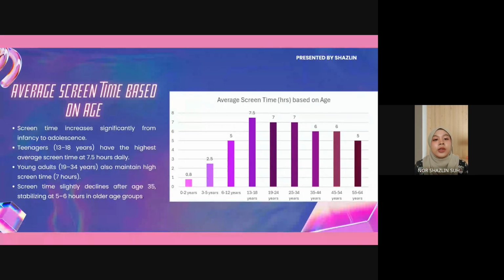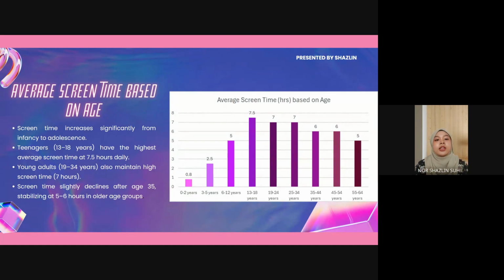So moving on to the young adults, ages 19 to 24 and 25 to 34. Both of these groups average about 7 hours of screen time daily. While some of this is due to work, a lot of it is also tied to online shopping, gaming, video streaming, and of course, endless scrolling on social media. So screens are not just part of their free time, but they are essential too for work, networking, and even side hustles.